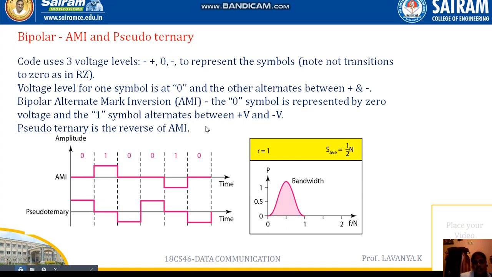The alternate mark inversion technique contains two sets of voltage levels, for zeros and ones. If it is zero, it should be a negative voltage, and if it is one, it should be a positive voltage. Based on that voltage, we have to draw the timing diagram.